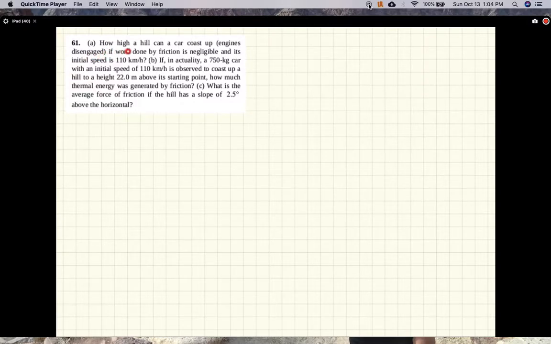This problem says, how high a hill can a car coast up? Engines disengage if work done by friction is negligible and if its initial speed is 110 kilometers per hour.